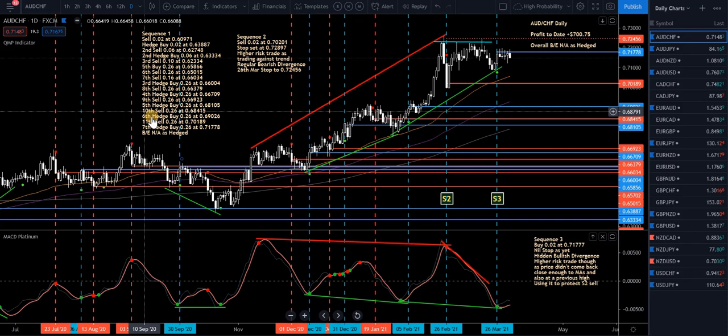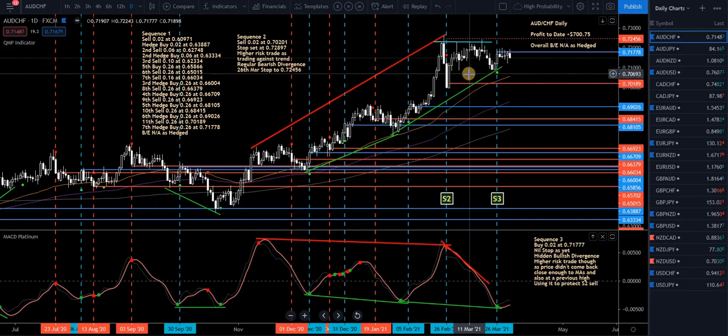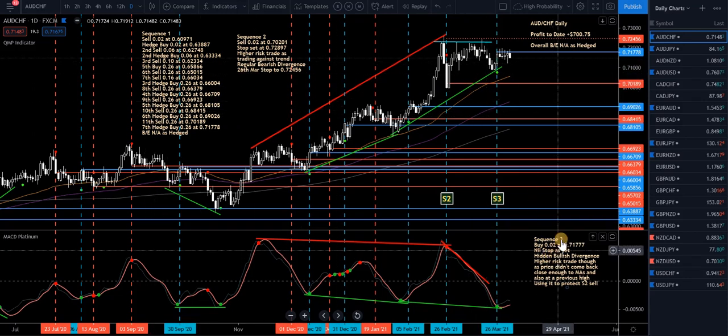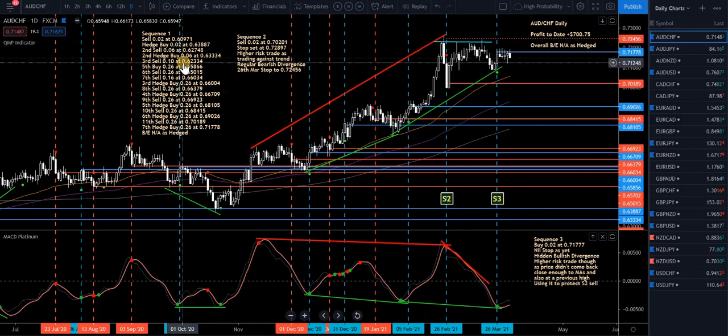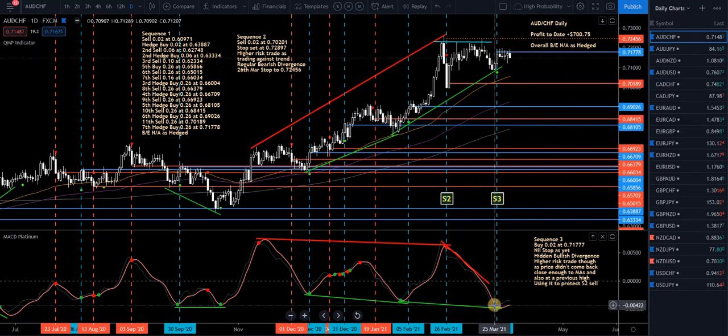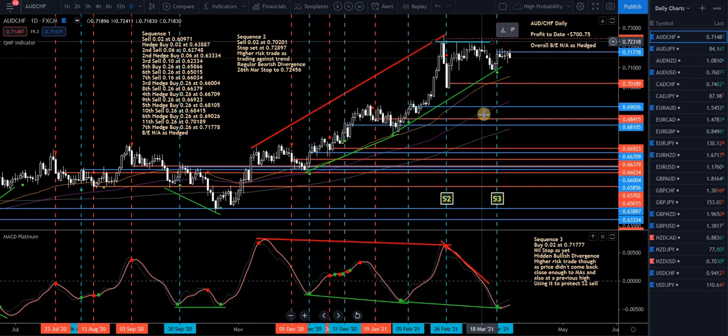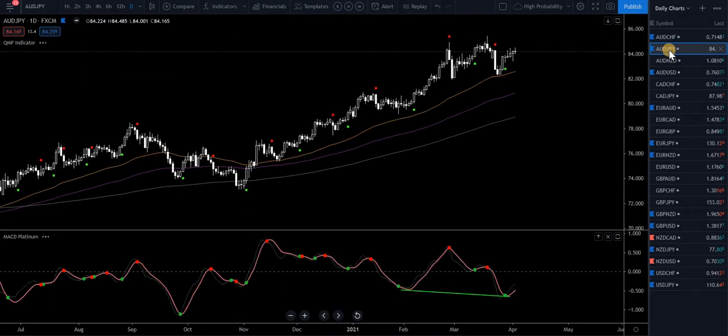So sequence 1's hedged, sequence 2 is a buy, and sequence 3 is a sell. Those two cancel each other out, and sequence 1's hedged, so overall hedged. So going nowhere at the moment, just waiting to see how this buy and sell pans out. I know it looks confusing, a lot is happening on the charts, but don't worry about it too much.